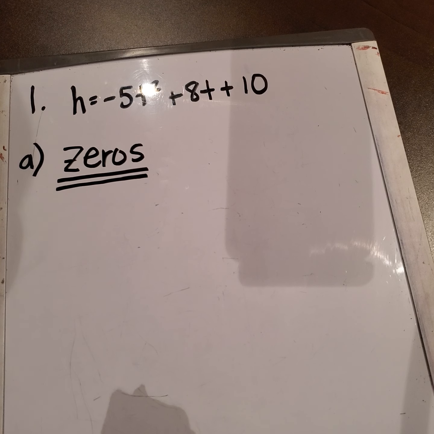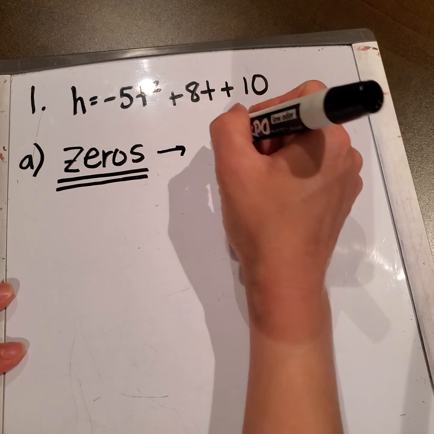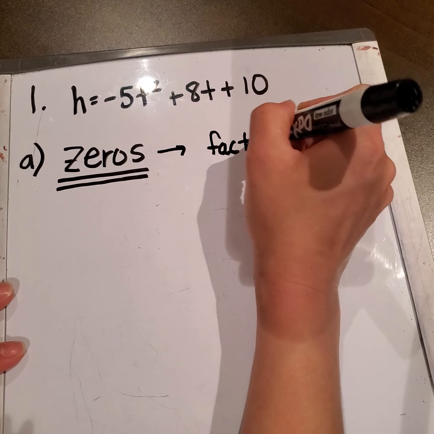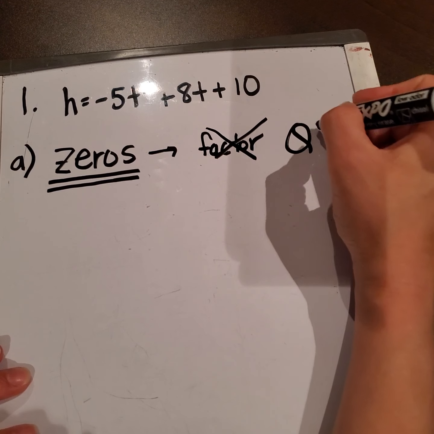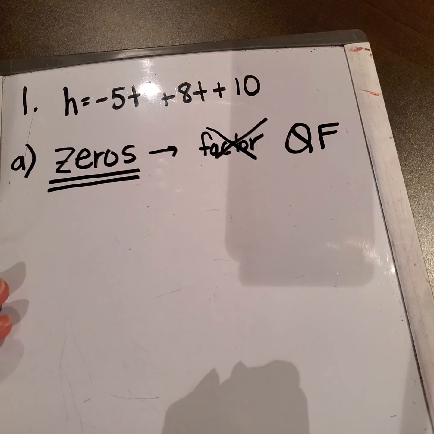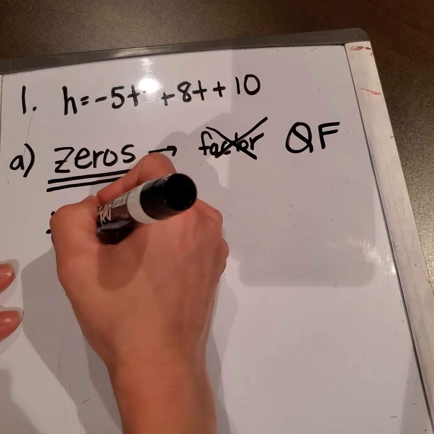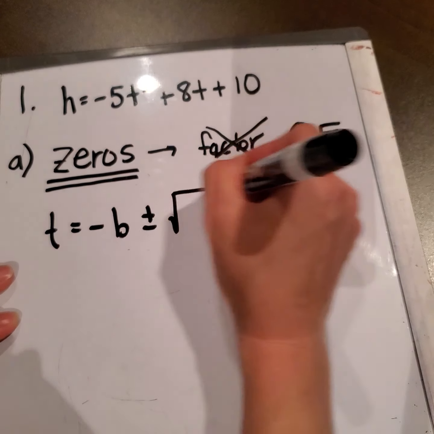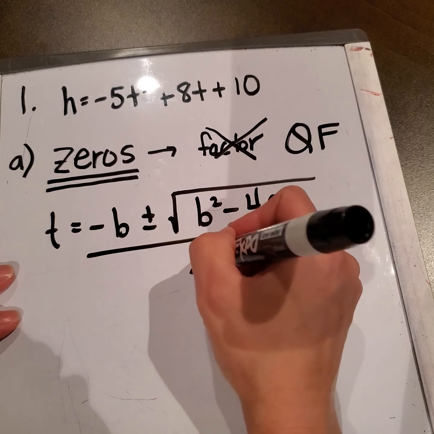However, my instructions said round to the nearest hundredth, and right there, that tells me it's likely that this cannot be factored, and so my new awesome alternative to factoring is to use the quadratic formula, okay? So instead of using x's and y's in the quadratic formula, I'm going to use h's and t's because, again, we're looking at the time to reach a specific height. So t is equal to minus b plus or minus the square root of b squared minus 4ac all over 2a.